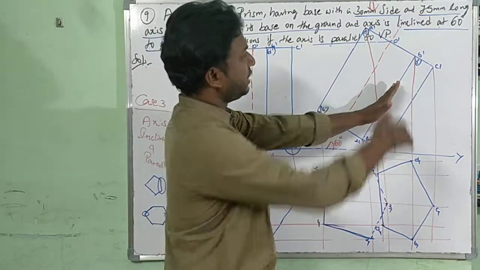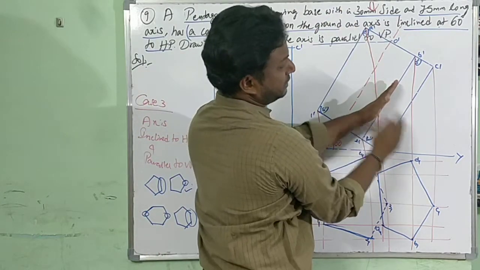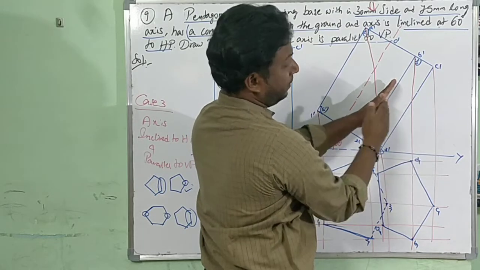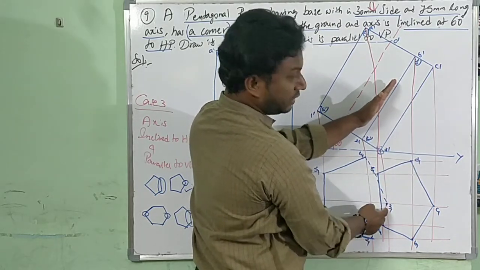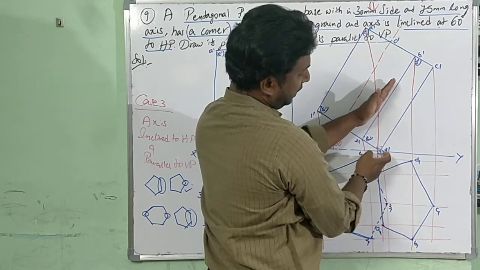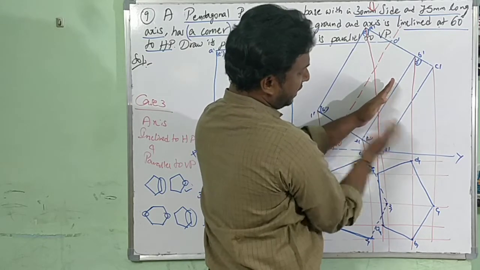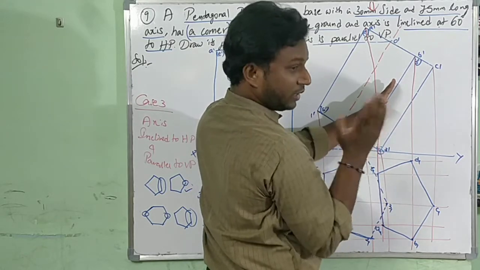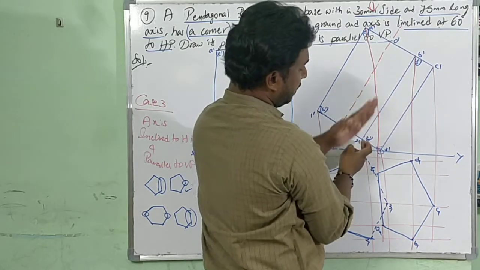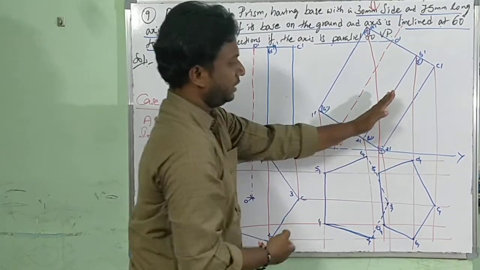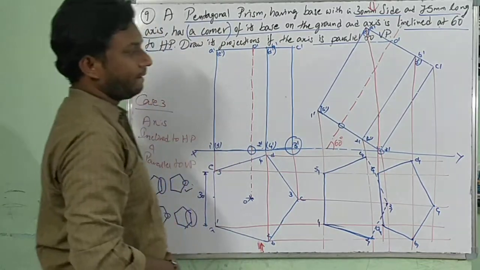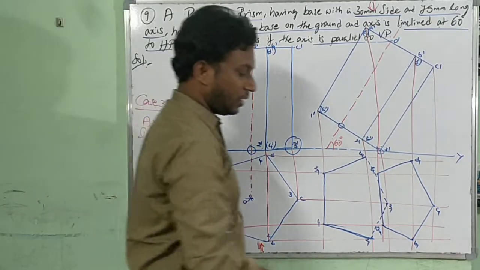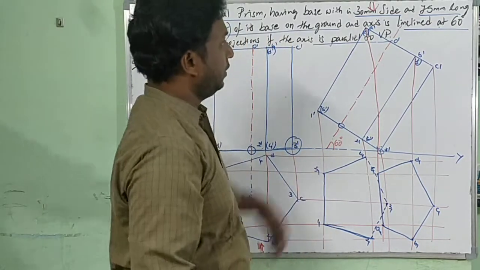See, with respect to this line, when I am looking from here, it is below this. So 2-1-3-1 is hidden, right? 3 dash 4 dash, with respect to this line it is below. So 3-1-4-1 is hidden. With respect to this one, 4 dash 5 dash, it is above. So it is thick. Now coming to vertical edges.